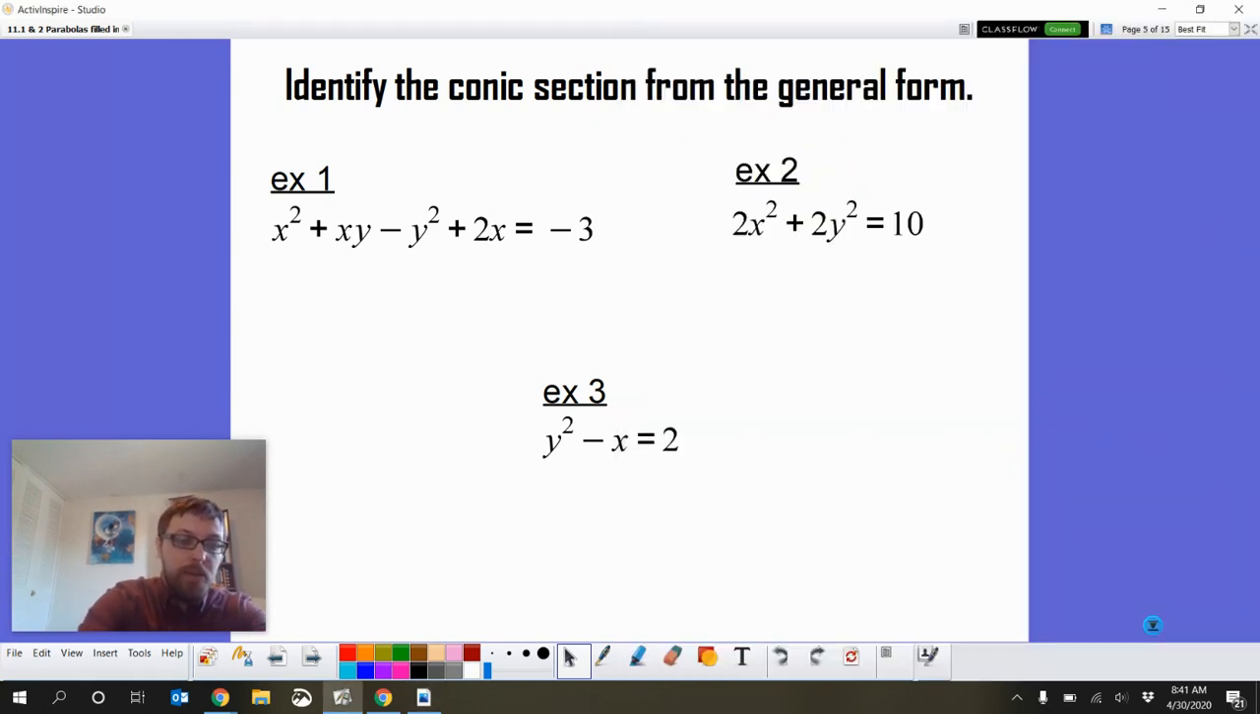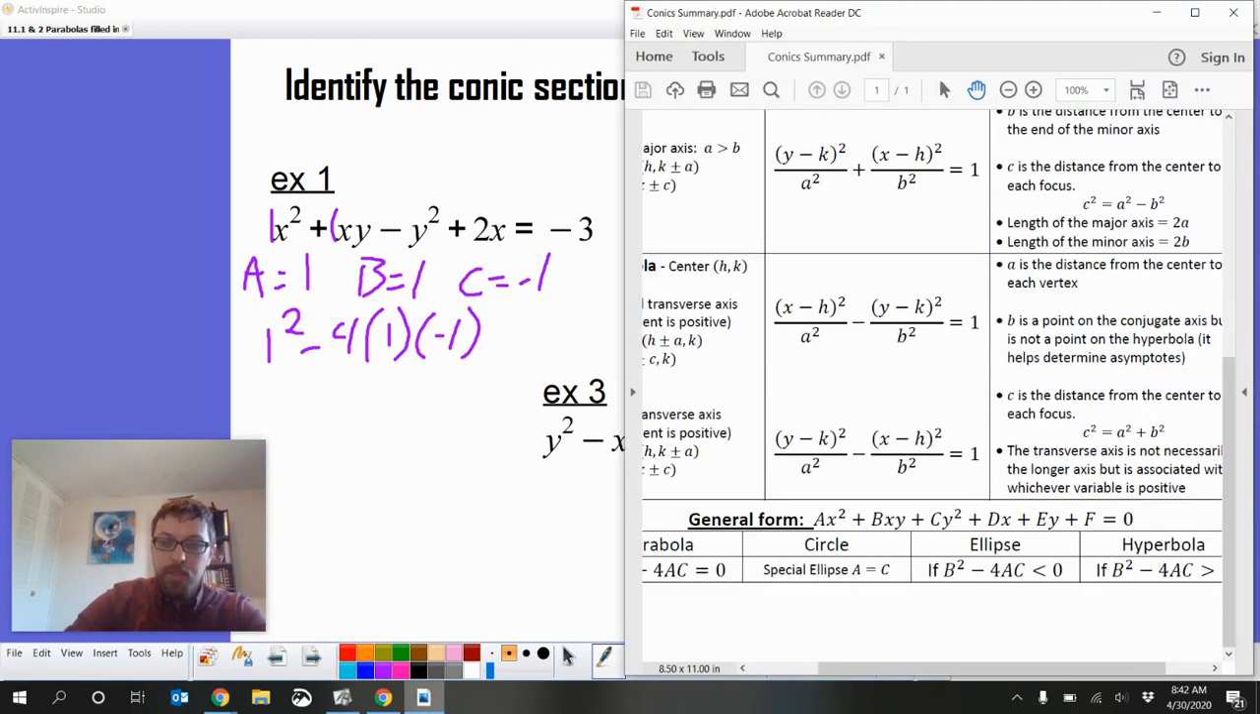So we have our A. Our A in this thing is 1. Our B is also 1. I'm just grabbing these coefficients that are on the x squared, the xy, and the y squared term. And the coefficient on y squared is -1. So we put that into b squared minus 4ac: 1 squared minus 4 times our A, which is 1, times our C, which is -1. I'm just putting it into this formula right here, and I want to see what that gets.